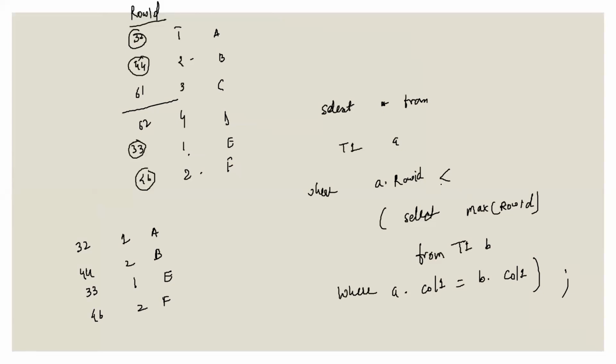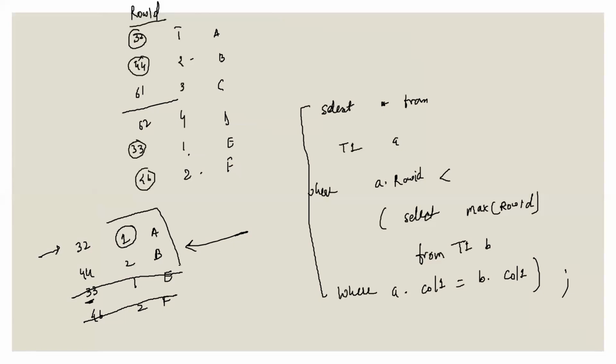Now I am choosing all the row IDs which are lesser than maximum of row ID corresponding to col one. This is col one. What is the maximum of row ID corresponding to col one? It is 33. 33, right. And I am selecting this one. So this one is neglected. Similarly, this will be neglected. The result of this query will be this. And we'll end up selecting these two records, right? Yes.